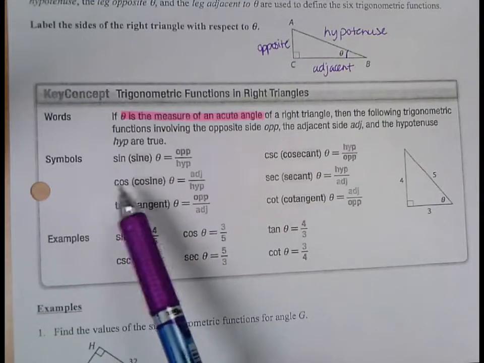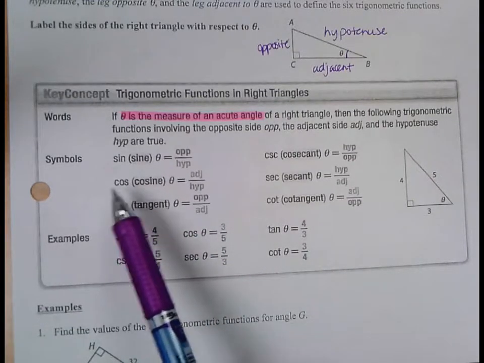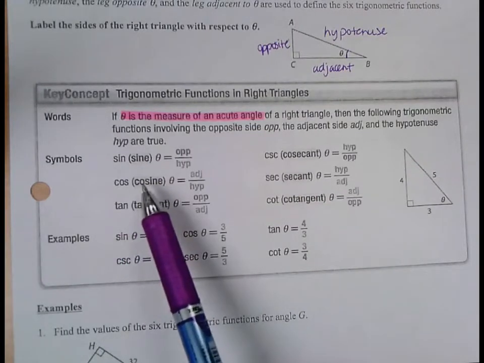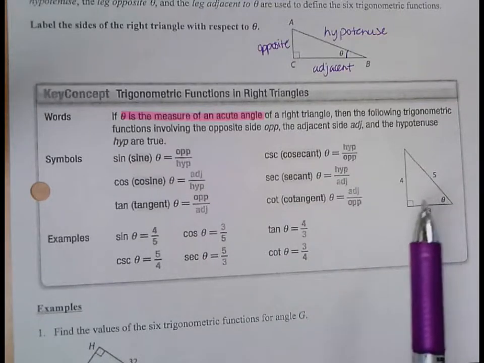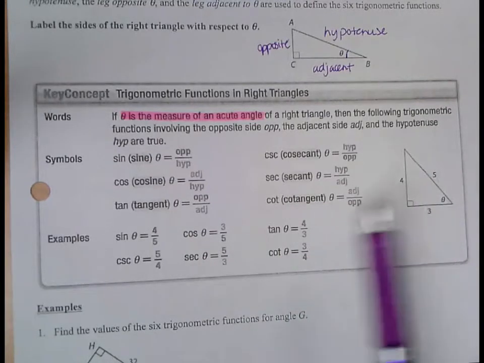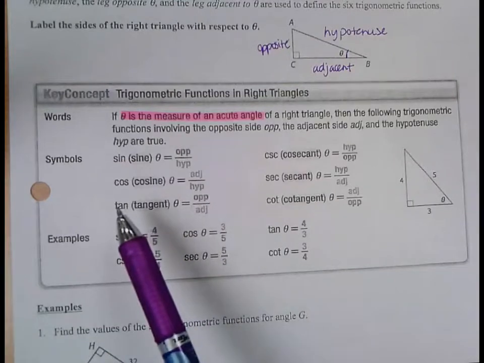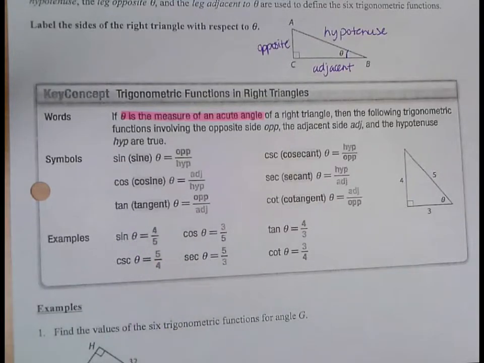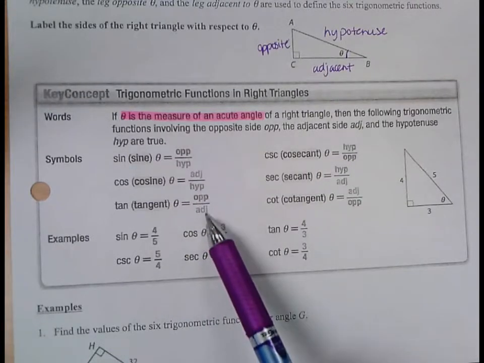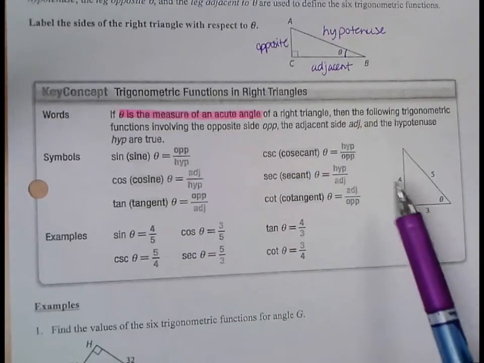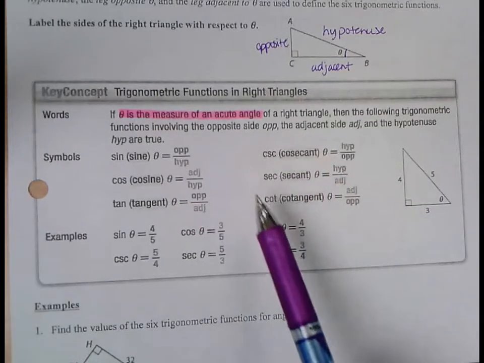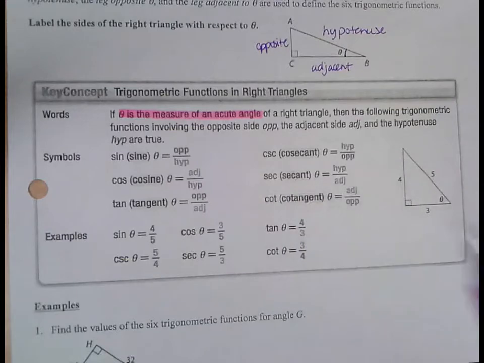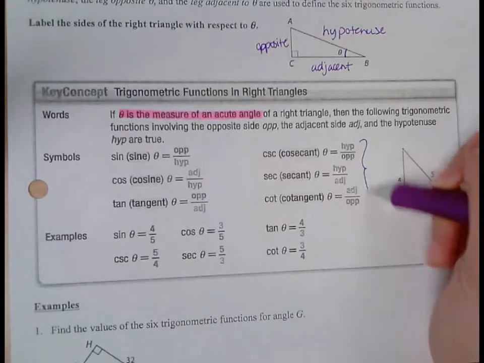Cosine is C-O-S, so it's not cos. I hear cos a lot. That is cosine. So cosine of theta is the adjacent leg over hypotenuse. So again, in this triangle, the adjacent leg is 3 over the hypotenuse is 5. Tangent, T-A-N, so don't just say tan, it is tangent of theta, is the opposite leg over the adjacent leg. So that would be 4 over 3 in that right triangle. And then we have these 3 trig functions as well. These are the reciprocal functions.